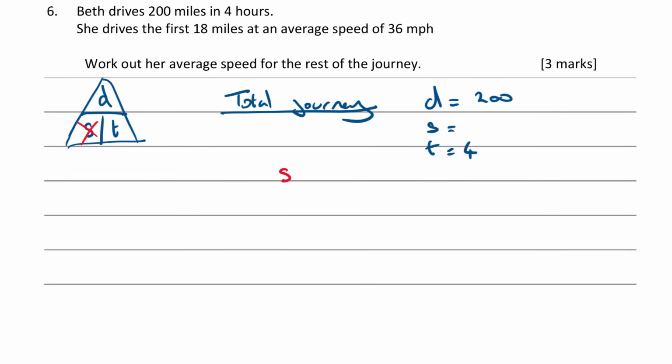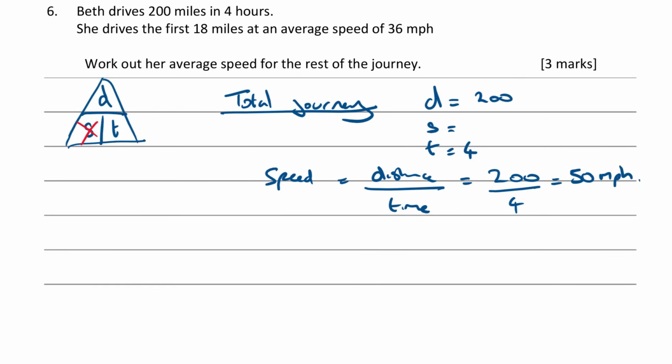So average speed, oops, let's write in blue. Average speed is distance travelled divided by time taken. In this case, it's going to be 200 divided by 4, which is 50, isn't it? 50 miles per hour. Okay, so that's the average speed for the whole journey. Right, so does that help us? What does the next part say?